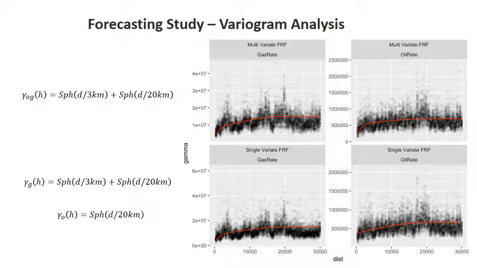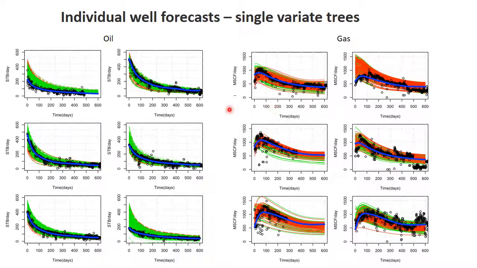Let me put on my pointer. Here we see, for example, if I have a single variate tree, and this is then the residual variogram of the gas rate that I have in this particular field. And so you can start fitting variograms. So then I can start doing predictions.